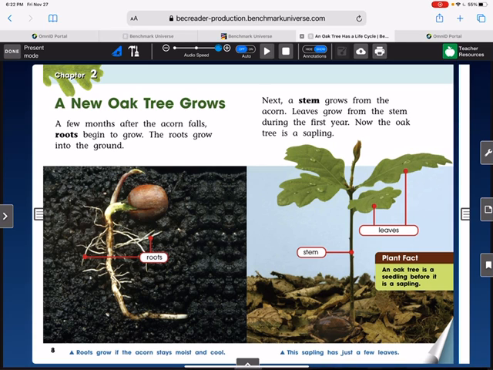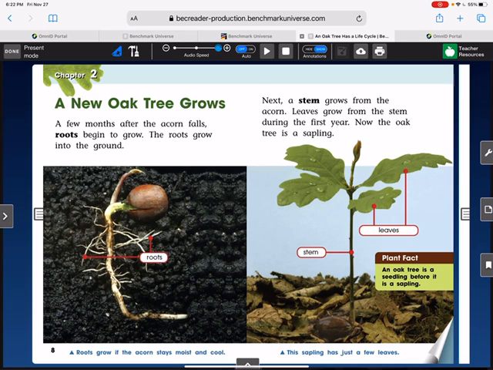A few months after the acorn falls, roots begin to grow. The roots grow into the ground. Look at that. There's some dark black soil. The roots are quite white, aren't they? Next, a stem grows from the acorn. Leaves grow from the stem during the first year. Now the oak tree is a sapling.